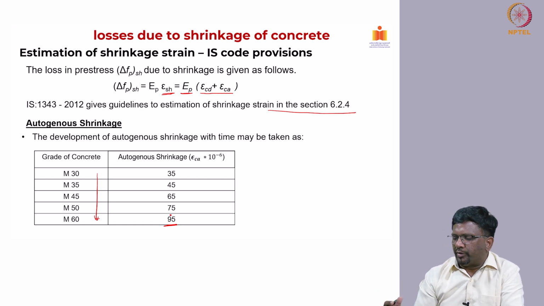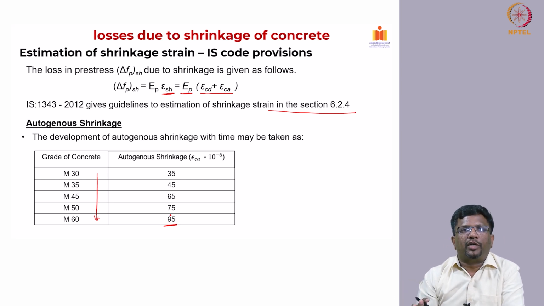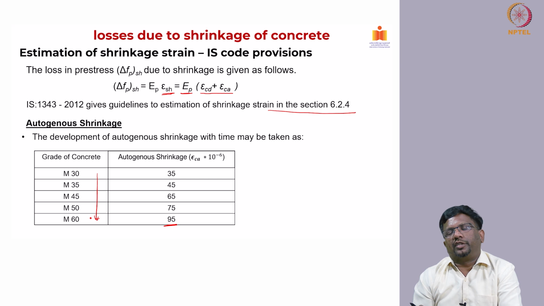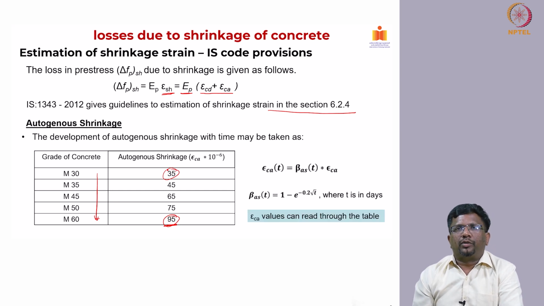So, this is an assumption, but of course, the same grade of concrete can be made in multiple ways. In general, what we are assuming is that the higher the grade of concrete, the higher will be your binder content and the higher will be the water loss from the hydration process. That is the reason for M60 they are assuming 95 into 10 to the power of minus 6 strain compared to M30, which has only 35, roughly about 1/3 of what you have for M60. Right. Now, these are the maximum values that the code is giving.